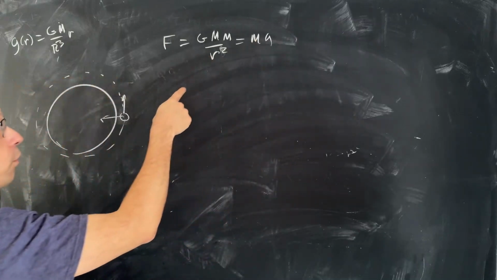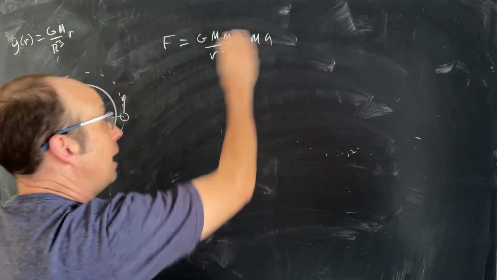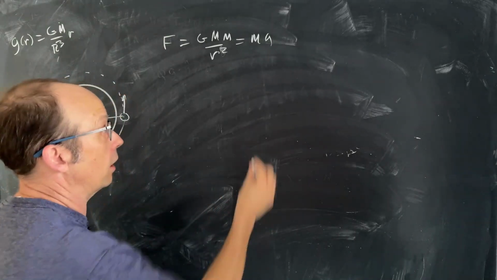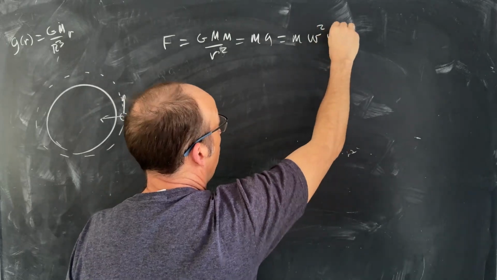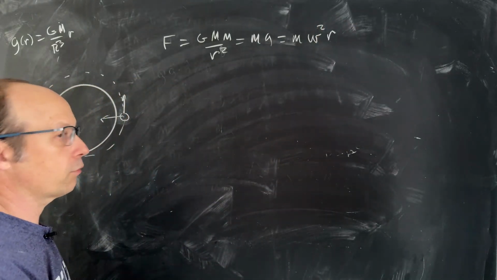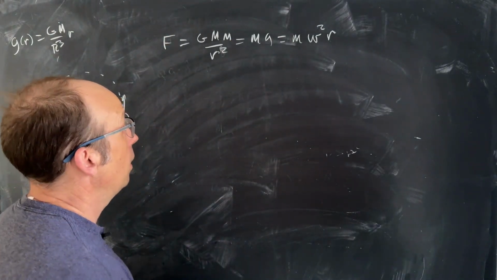Now, there's only one force, so that force has to have the same direction as the acceleration. And that acceleration, if it's moving in a circle, is centripetal acceleration. So that would be m omega squared r. And so you can write it as v squared over r, or omega squared r. Not going to derive centripetal acceleration. Hopefully you've seen that before.